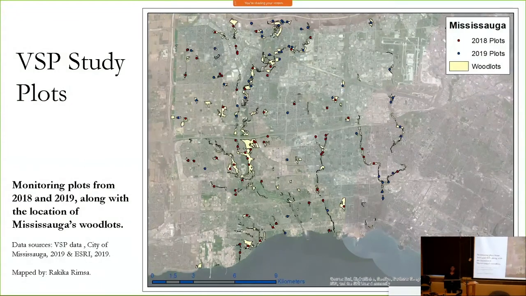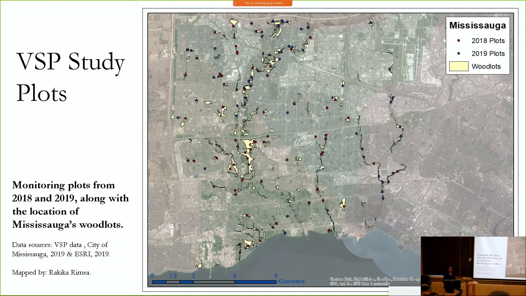So here you can see a map of Mississauga, and the yellow polygons are the various woodlands located in Mississauga. Mississauga has lots of woodlands, but they're very fragmented and separated all over the city. As a result, the city of Mississauga wanted a representative sampling of all the woodlands, so they did one plot per woodland over the past 2 years.